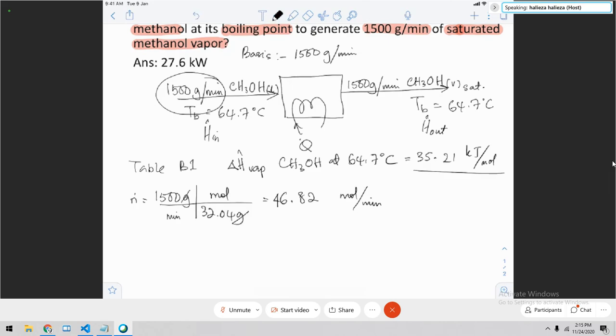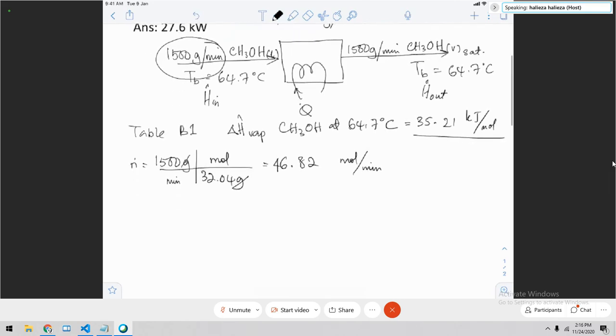Now the question asks for the amount of heat that you need to put in. So reference state. What is your reference state? Inlet. So your inlet is methanol, what liquid? Saturated liquid. Yes, saturated liquid. That means at the boiling point, TB, 64.7, and the pressure must always be 1 atm. So that is your reference state.